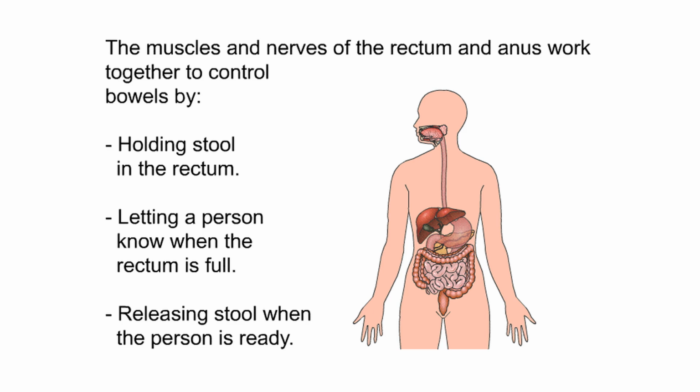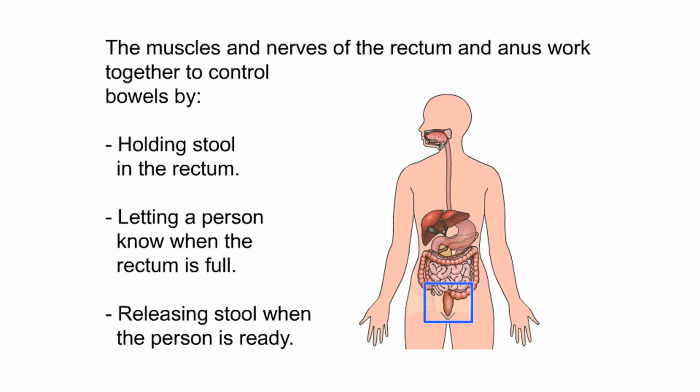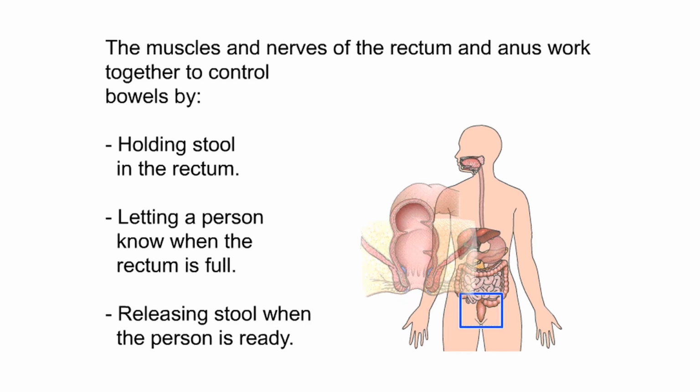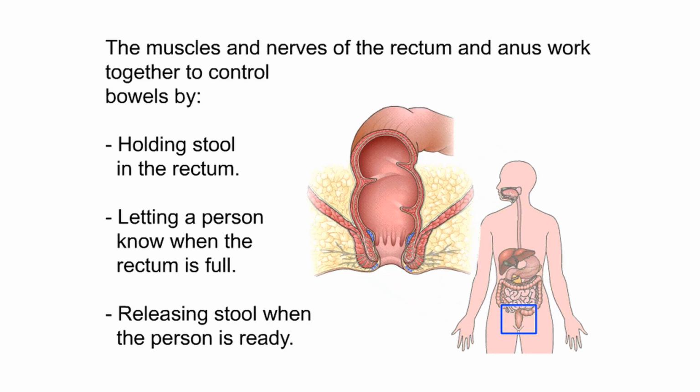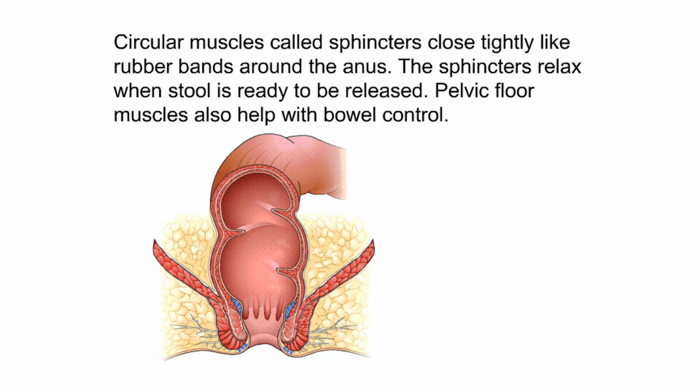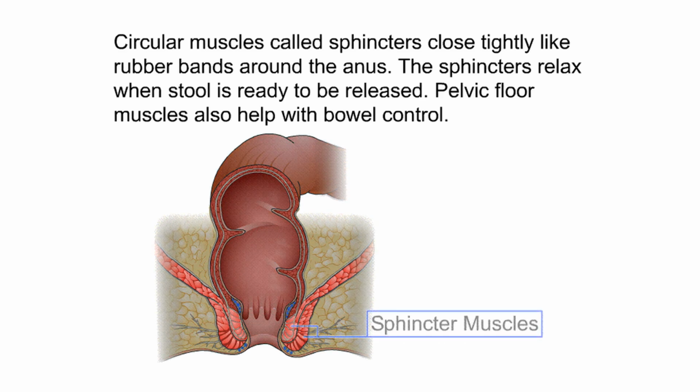The muscles and nerves of the rectum and anus work together to control bowels by holding stool in the rectum, letting a person know when the rectum is full, and releasing stool when the person is ready. Circular muscles called sphincters close tightly like rubber bands around the anus. The sphincters relax when stool is ready to be released. Pelvic floor muscles also help with bowel control.